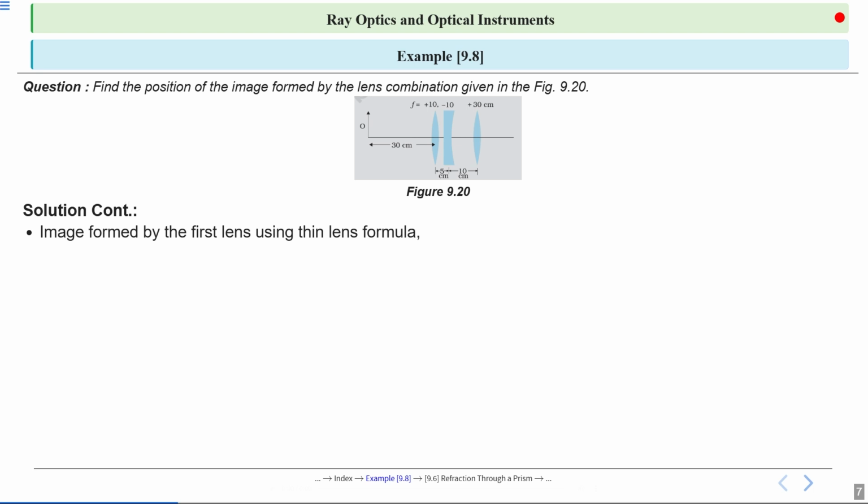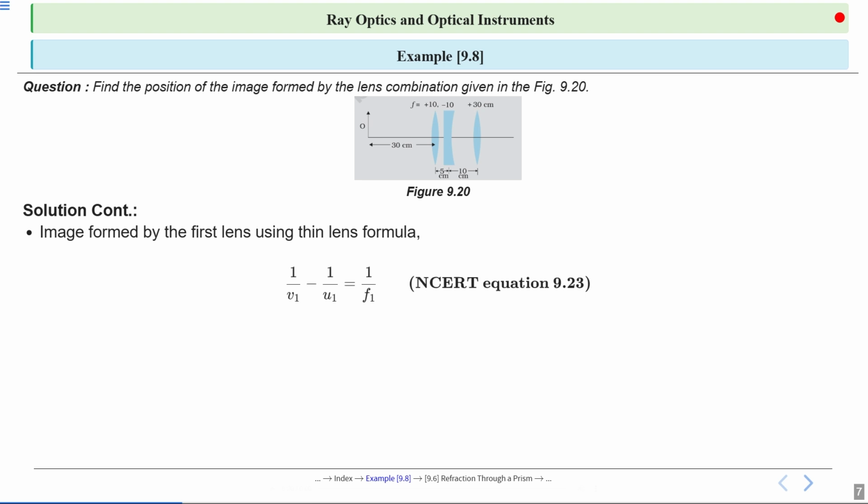Let's start by considering the image formed by the first lens. We will use the thin lens formula to find this image. This formula is essential in optics as it relates the object distance, image distance, and focal length of a lens. Understanding this relationship is key to solving lens problems.